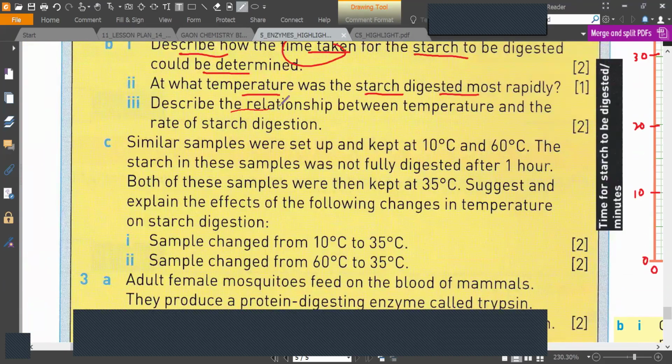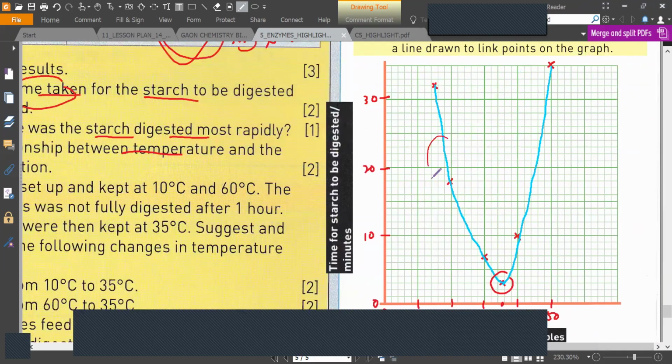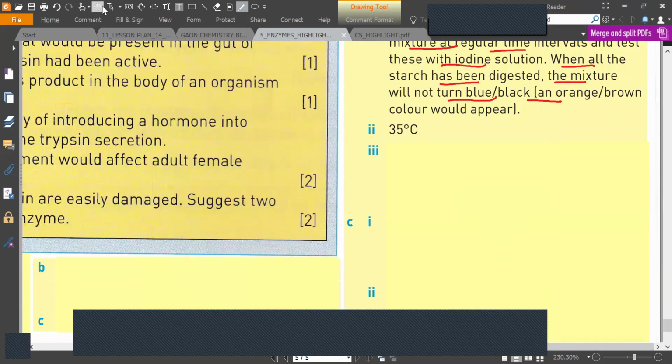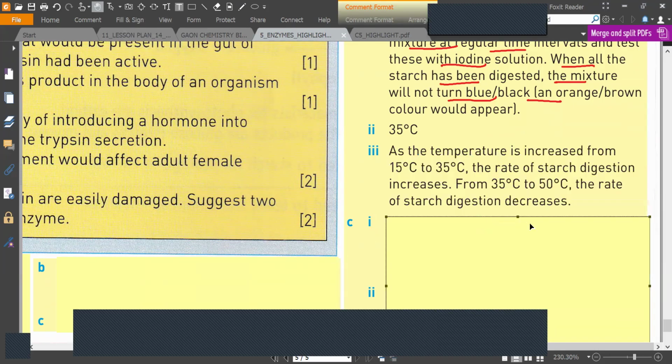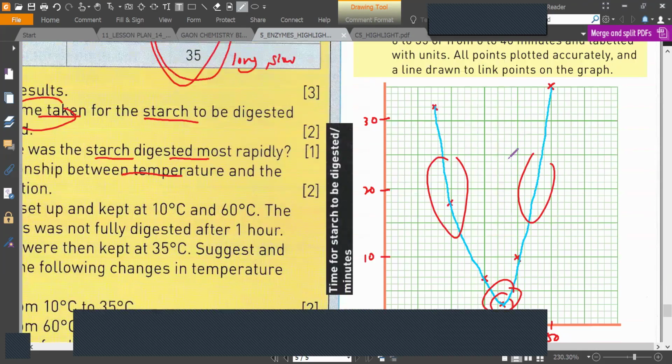Describe the relationship between temperature and the rate of starch digestion. We know the relationship: low temperature and high temperature are not good, and then we have the optimum here. How can we describe this relationship? As temperature increases from 15 to 35 degrees, the rate of starch digestion increases. From 35 to 50, starch digestion decreases. So the optimum is around 35 degrees. We basically describe the shape of this graph.